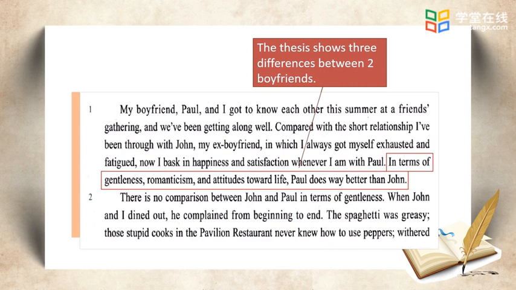The first paragraph here, Paul does way better than John, shows it is about differences. At the same time, we can tell there are 3 differences: gentleness, romanticism, and attitudes towards life. So, we've answered the first 3 questions, haven't we? To further confirm our answers to question 3, the number of similarities, still, let's go on to read the body paragraphs. Pay more attention to the topic sentence.